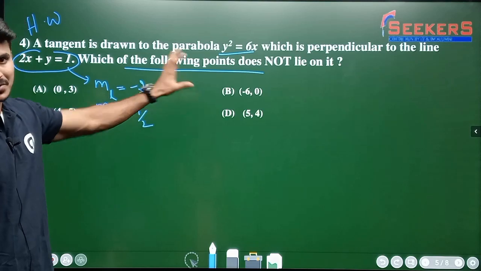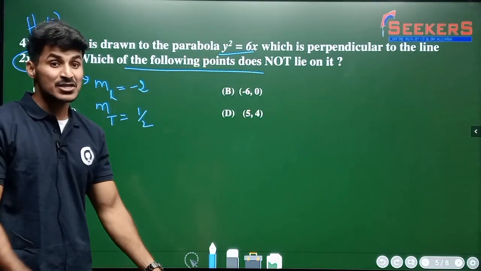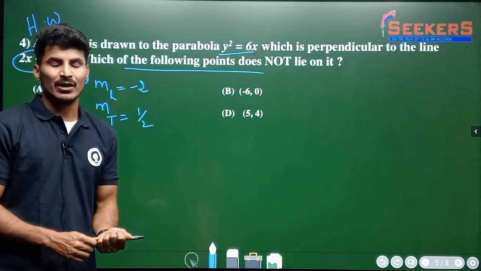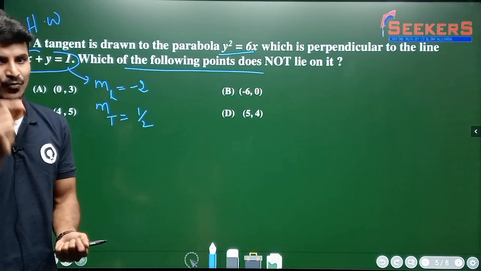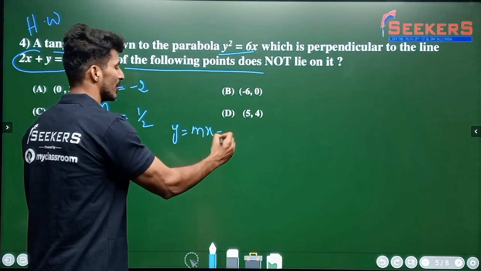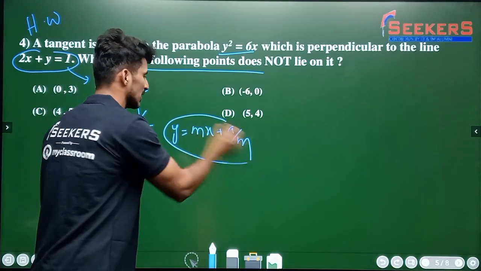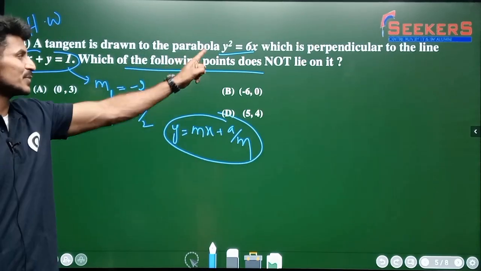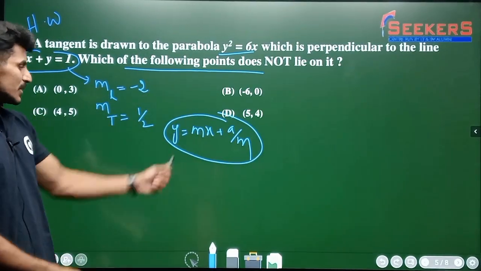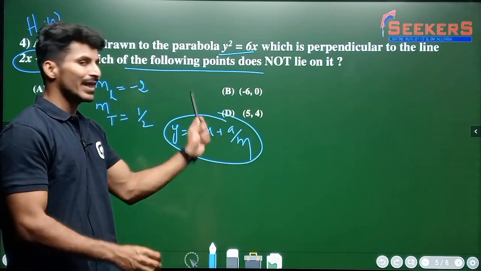This is the question I'm giving you as homework. Make sure that you are solving it. So what could I use? Condition of tangency form. You can find the equation of tangent in slope form. You can answer this question by using y is equal to mx plus a by m. This is the equation of tangent in slope form with respect to a parabola. Substitute over here, you will get the answer and check which of the options do not lie on it.